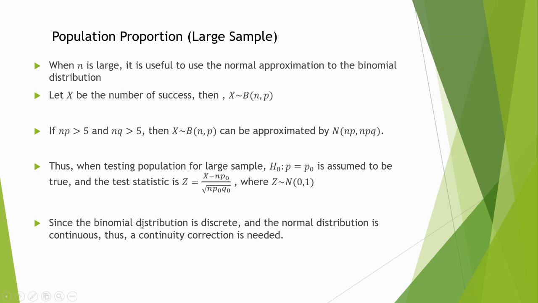Since the binomial distribution is discrete and the normal distribution is continuous, a continuity correction is needed. This means that if your x is 22, because it's discrete, it is 22, 23, 24. So when you approximate it to normal and you want to find the probability of P(X greater than 22), you have to consider the continuity correction, plus or minus 0.5.